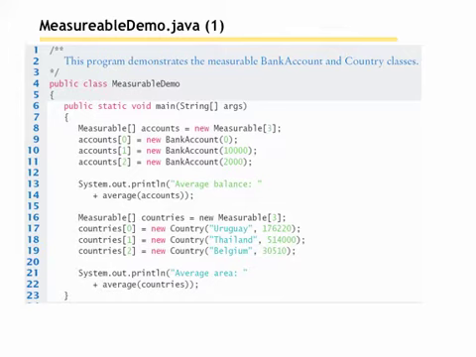Here's an example. Feel free to hit the pause button and read through this code. You can also get this code from the Student Companion website, and it would be useful to implement it and see how it works. Note that we are adding countries and bank accounts, and we're going to measure all of them.